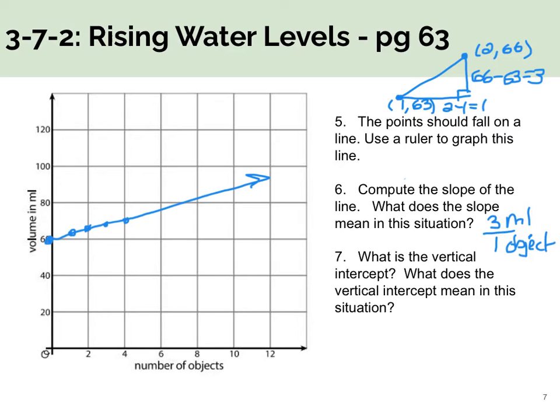What does that actually mean? That means every time we add 1 object into our cylinder of water, it adds 3 milliliters to the overall volume of that cylinder. All right, next we're going to go ahead and do number 7.